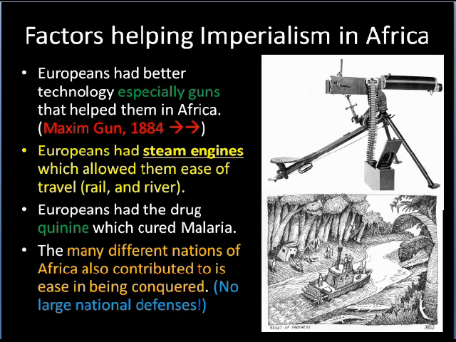And part of that is that Europeans especially had better technology. Okay? And especially technology in guns and manufacturing of industrial goods, okay?